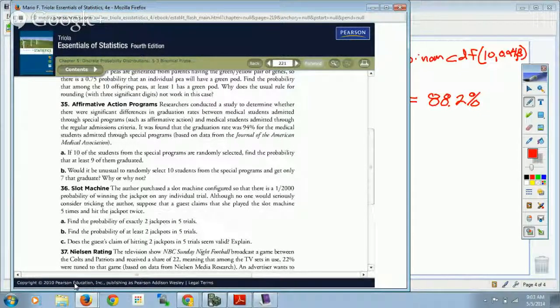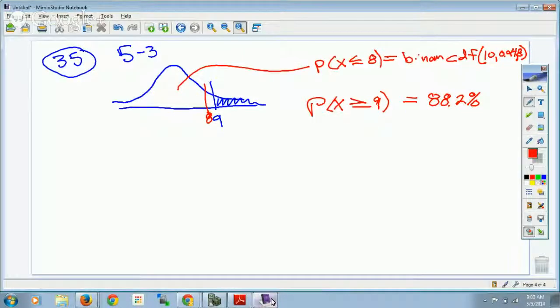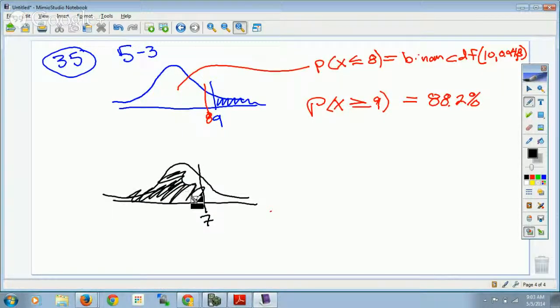Would it be unusual to randomly select 10 students and find that only 7 of them graduate? Okay, so that means they want 7 or less. So if we draw a picture of that, for part B, let's say 7 is right here. So we want to know what is the probability down here.